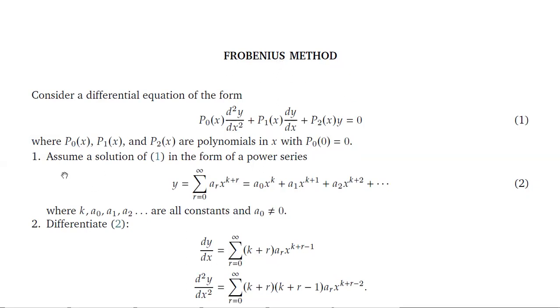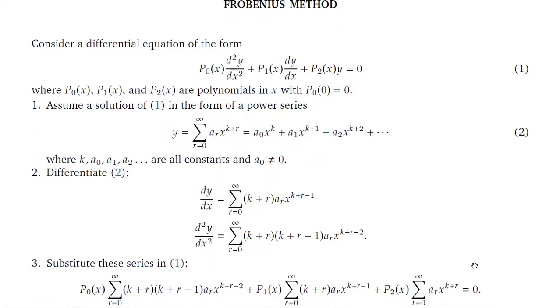So in the Frobenius method, we assume that the solution for this particular differential equation will be of the form y = summation r from 0 to infinity a_r x^(k+r). If you expand this summation, I get a0 x^k + a1 x^(k+1) + a2 x^(k+2) and so on. Of course, if you want, you can take x^k out and rewrite this expression. Here k, a0, a1, a2, etc. are all constants, with the assumption that a0 is not equal to 0.